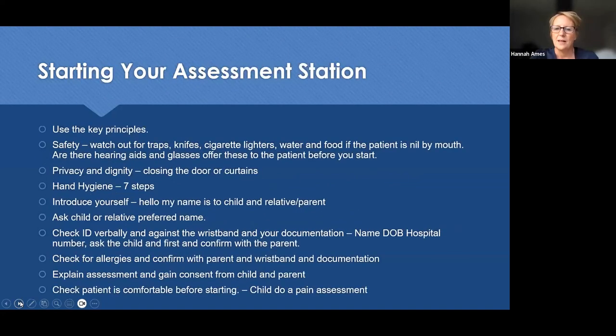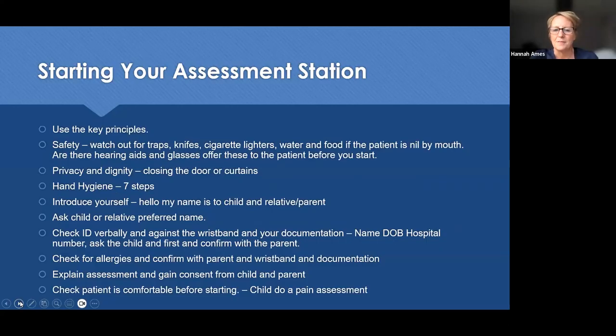So starting your assessment station, again, key principles: you want to watch out for safety. So you want to assess and make sure that it's safe to approach, that there's no hazards. Watch out for things that can be put around, things such as knives or food, water, maybe if the child's nil by mouth, and ensure you address those.